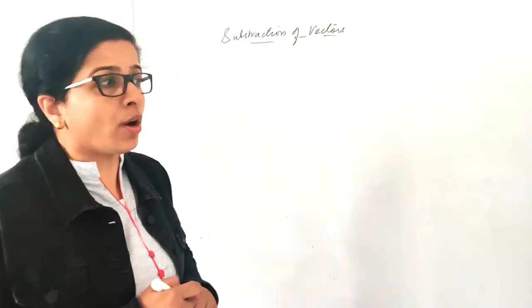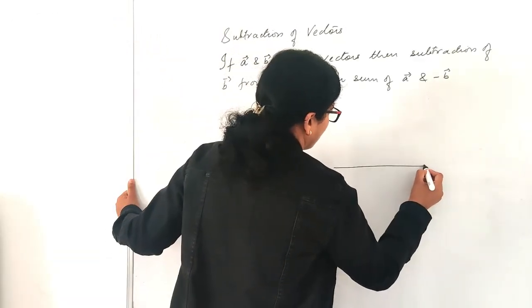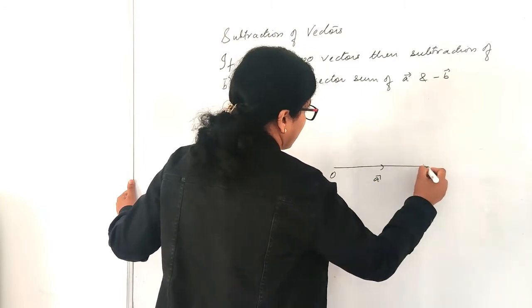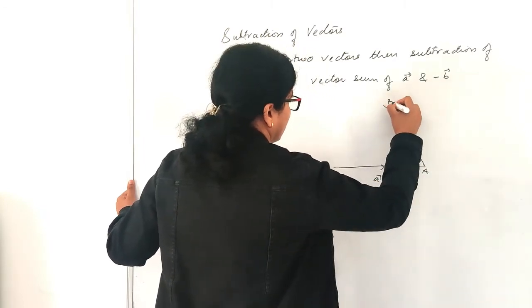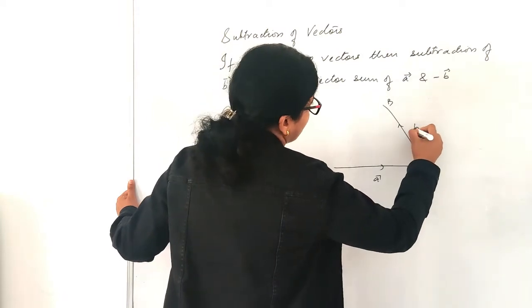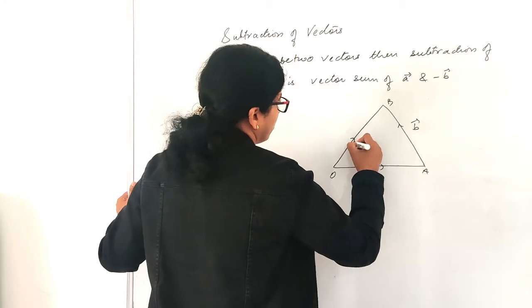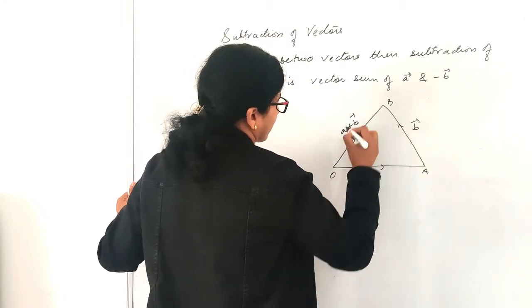What is subtraction of vectors now? So let us check it out. This is my OA vector, right? This is AB vector represented by B, and OB represents the sum of these two, so A plus B, right?